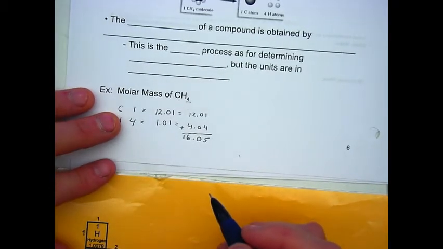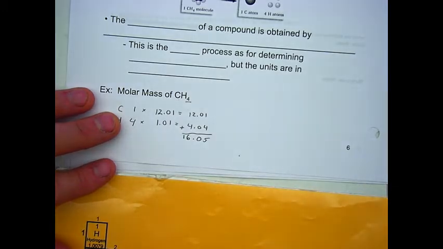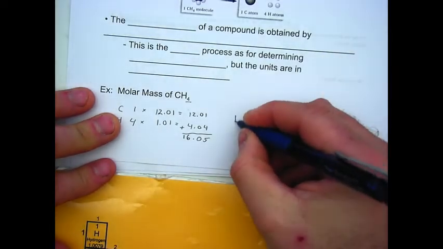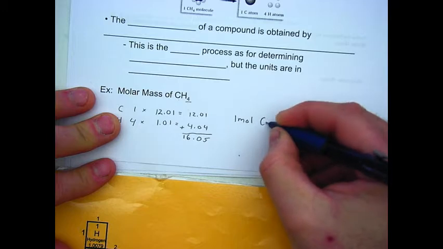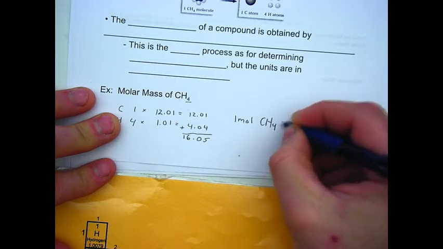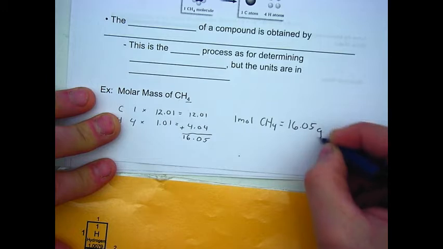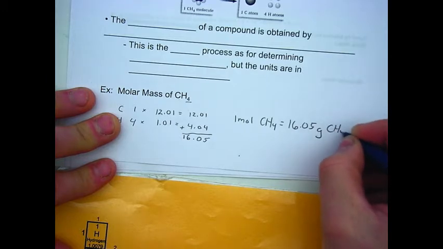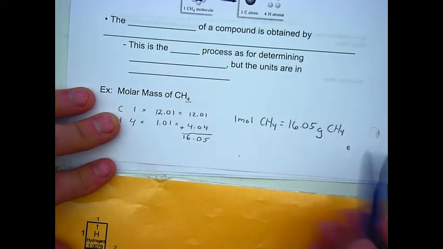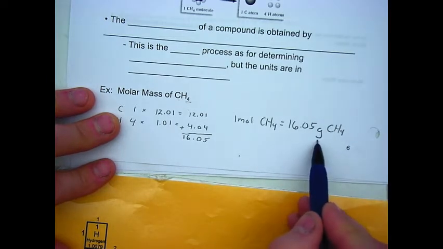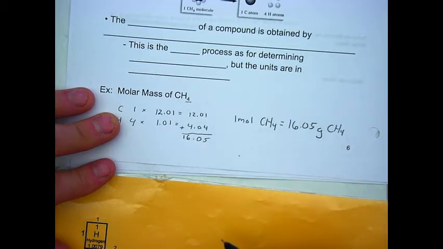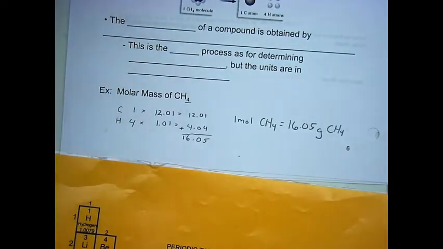The format that you should always write molar mass out into is as an equality. So we say 1 mole of methane is equal to 16.05 grams of methane, because molar mass is equal to the number of grams of a substance equal to 1 mole of that substance.